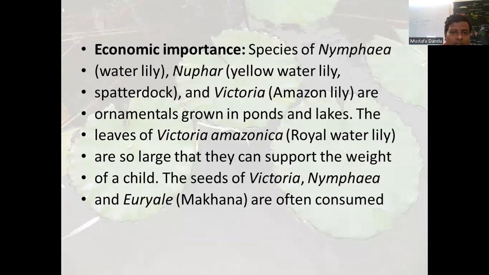Like earlier, we have discussed economic importance: Nymphaea, water lily, Nuphar, yellow water lily, Victoria, Amazon lily are all grown in ponds and lakes. The leaves of Victoria amazonica are so large that they can support a child's weight also. The seeds of Victoria, Nymphaea and Euryale, makhana, are often consumed. A species of Nuphar, known as Nuphar lutea, is used in homeopathic medicine.